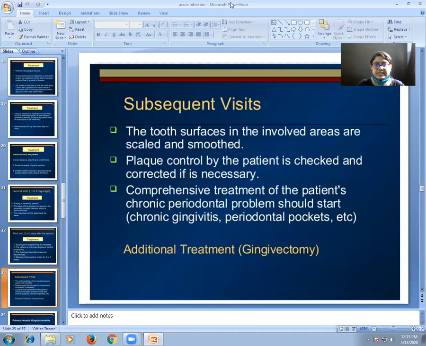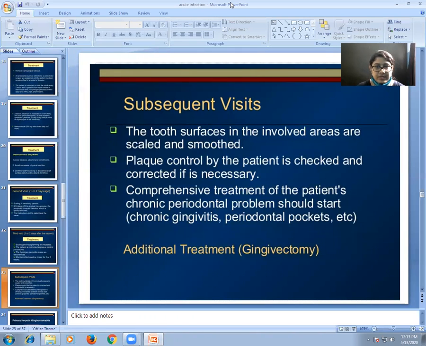So after these 3 visits, there is a subsequent visit in which, if the smooth surfaces are not completely scaled, you have to perform complete scaling and smoothing. Then plaque control by the patient is checked and corrected if necessary, and comprehensive treatment of the patient's chronic periodontal problem should start. And if the patient has gingival enlargement, then additional treatment like gingivectomy you have to perform.